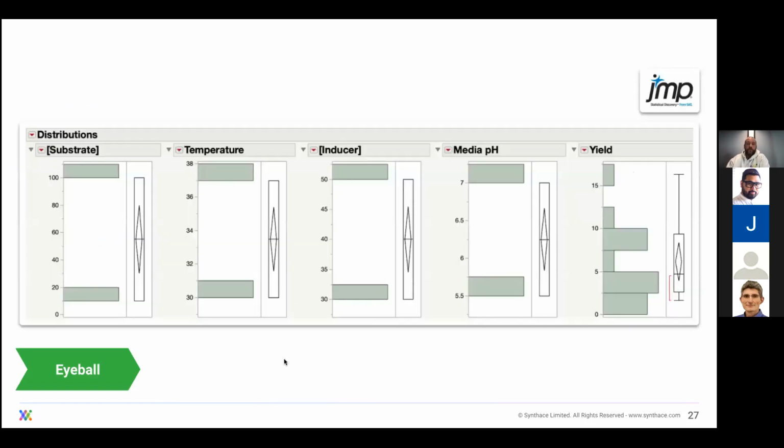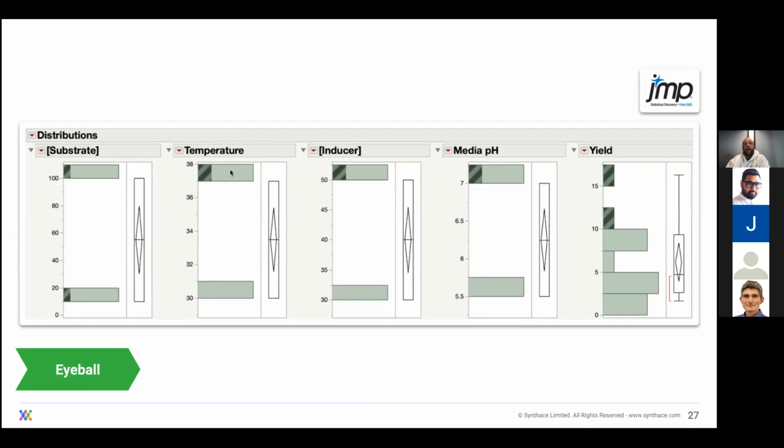This is the distribution tool in JMP, and you can see the balance of the design, looking at the count of the high and low set points for each of these experimental factors. These are the measured yields for the experiment. In JMP, there is a thing called dynamic linking of objects, where I can select the highest yields for my experiments and see the set points for them.